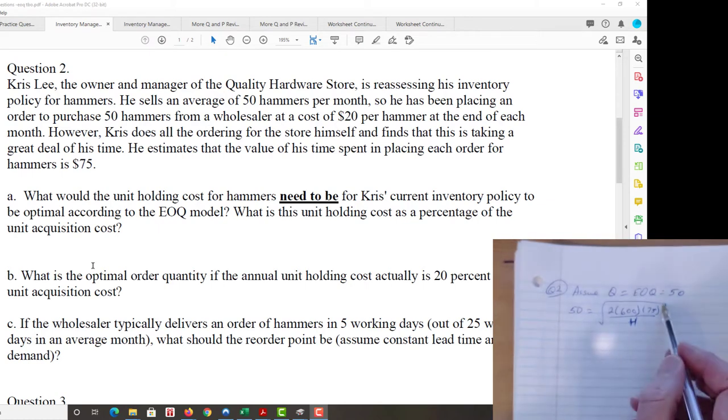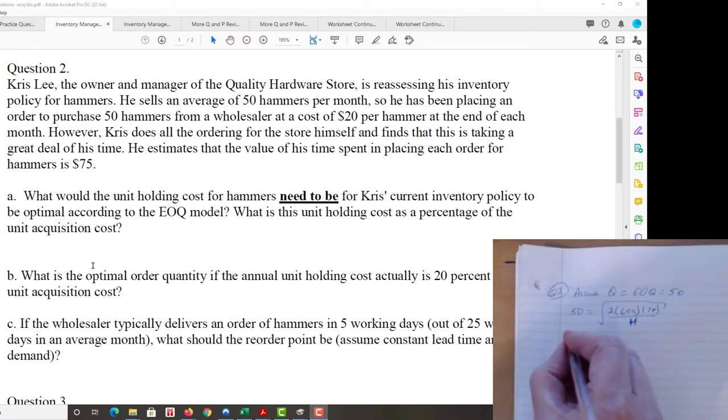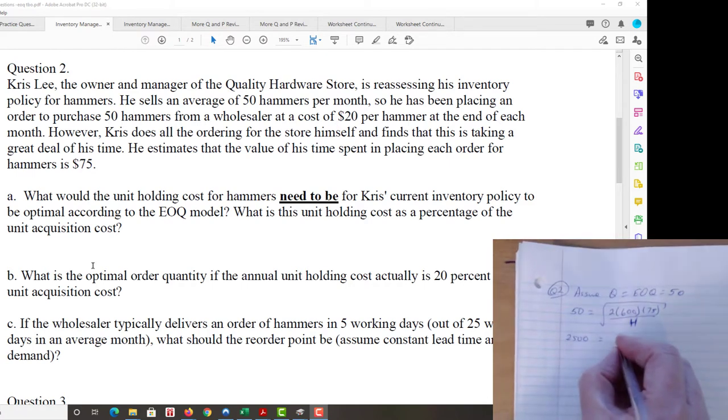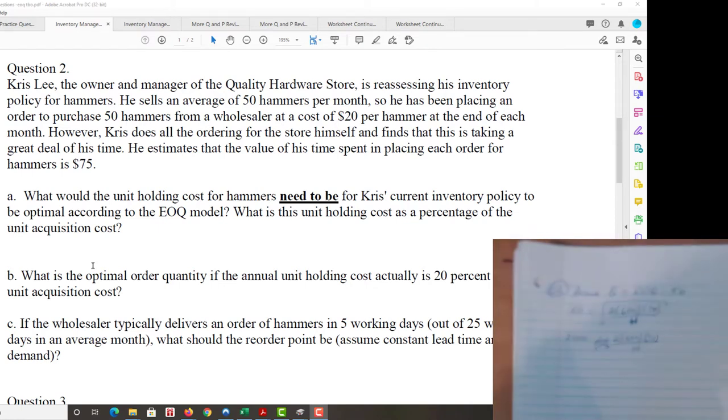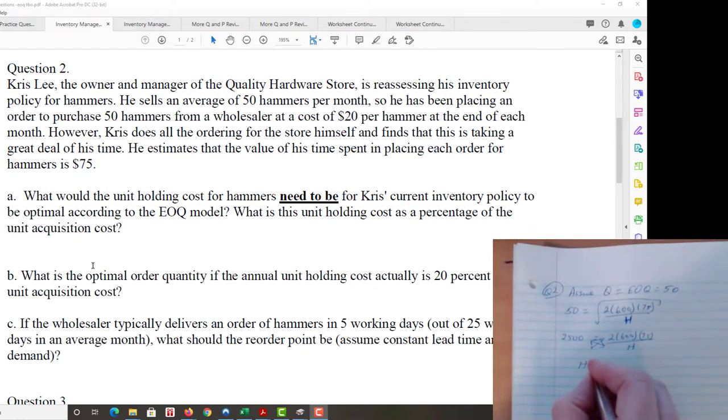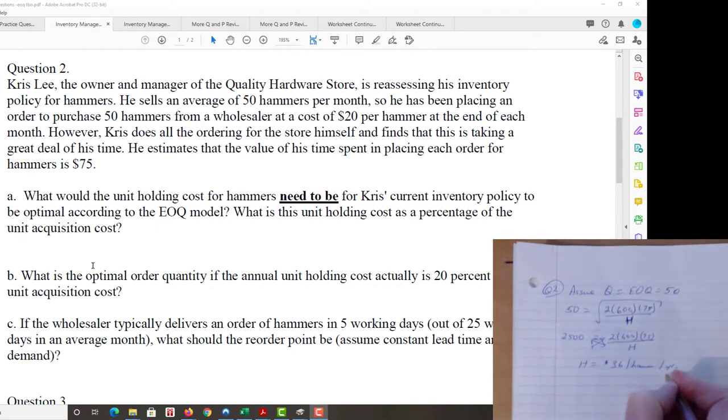First step, get rid of the square root. So square each side. I get 2,500, and that equals 2 times 600 times 75 all over H. Cross multiply, isolate H, and then we get H is equal to $36 per hammer per year.